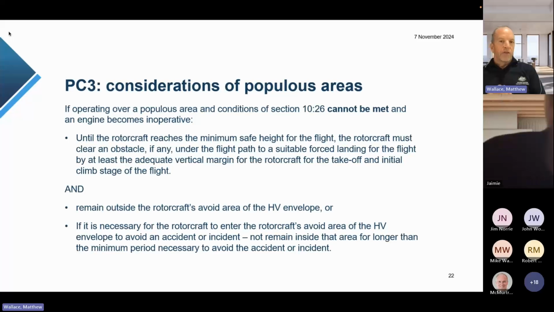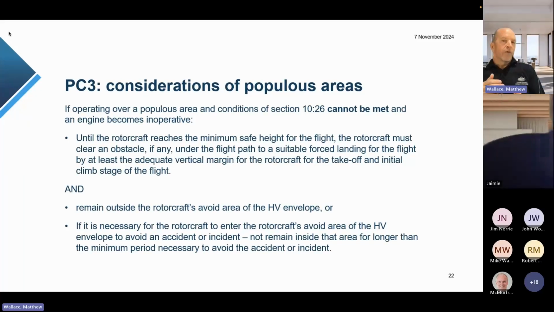If we're operating over a populous area and those conditions cannot be met and an engine becomes inoperative, until the rotorcraft reaches the minimum safe height for the flight, the rotorcraft must clear an obstacle, if any, under the flight path to a suitable forced landing area for the flight by at least the adequate vertical margin, which we discussed, for the rotorcraft for the takeoff and initial climb stage of the flight.